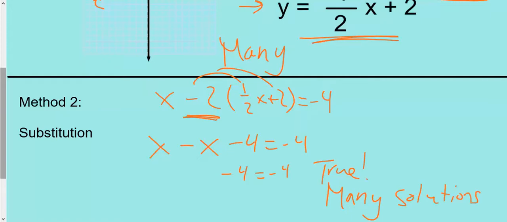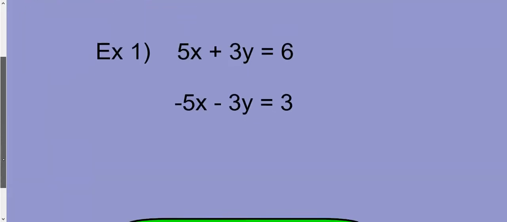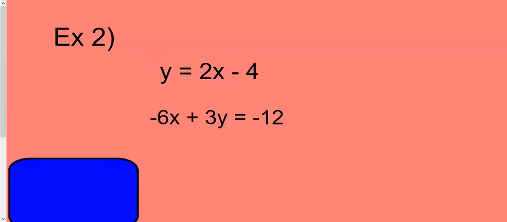So you can use graphing, elimination, or substitution for these problems. Again, there's basically tons of these problems. Just look at it, see what form they're in. These are both in standard form. They're already ready to be eliminated, actually. So the 5 and the -5 equals 0, 3 and -3 equals 0. So you have 0 equals 9. That is false. No solution. And basically, that's the lesson here.